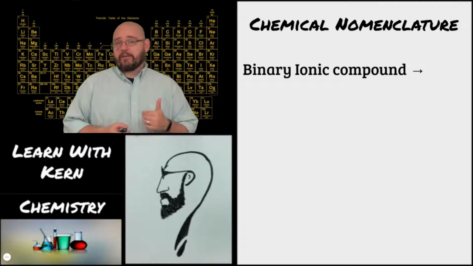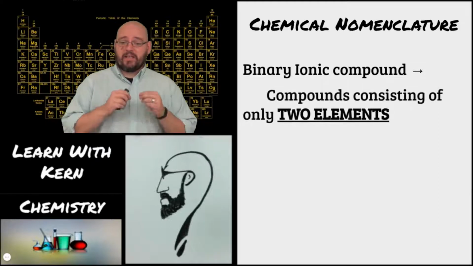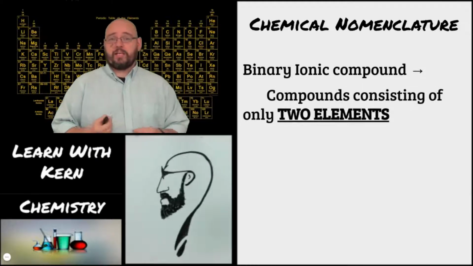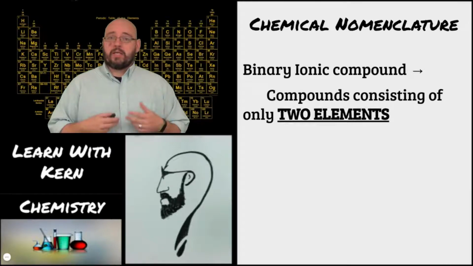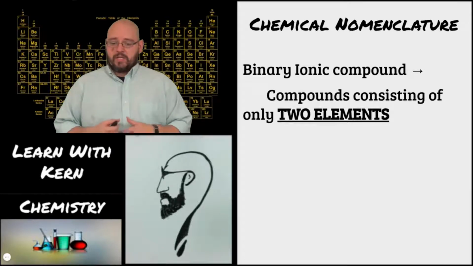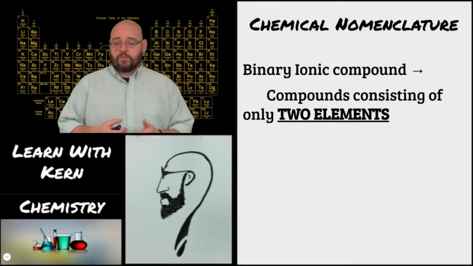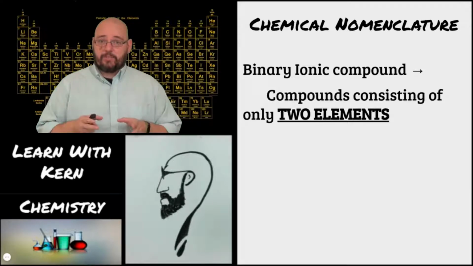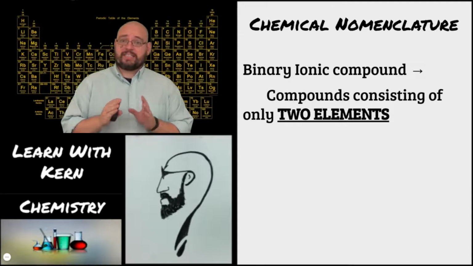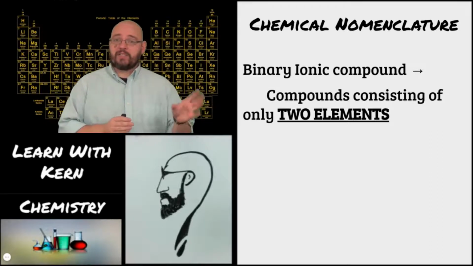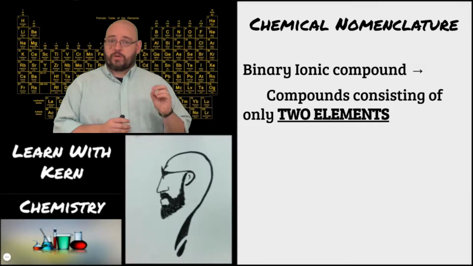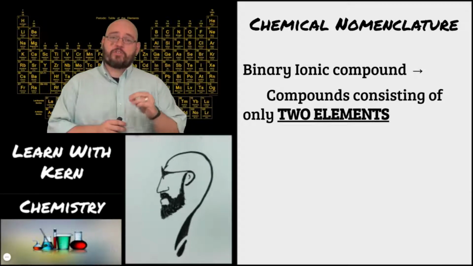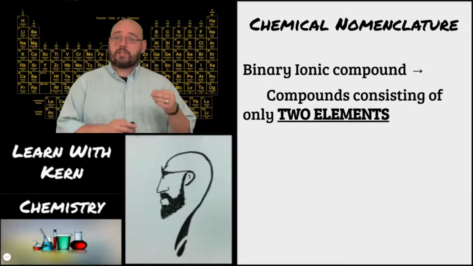So a binary ionic compound is a compound consisting of only two elements. Bi meaning two. A bicycle has two wheels. So binary means two. A compound consisting of only two elements. Now I want to make sure you understand, this is different than when we talked about the diatomic molecules, where it was two atoms of the same thing. Binary refers to two elements, not two atoms.